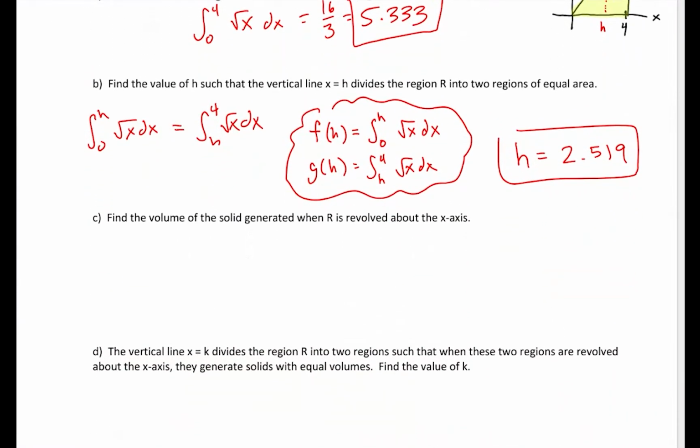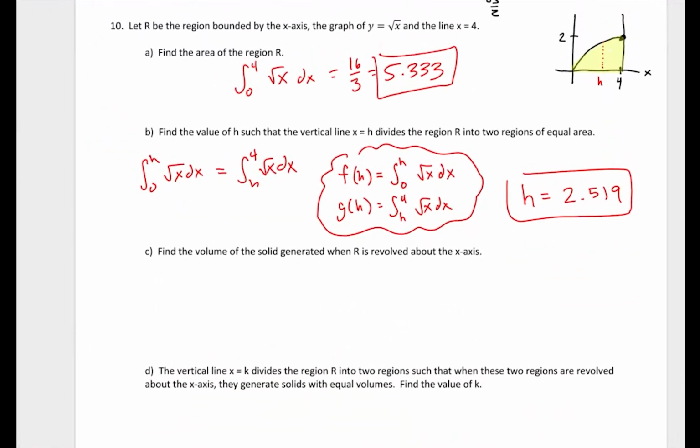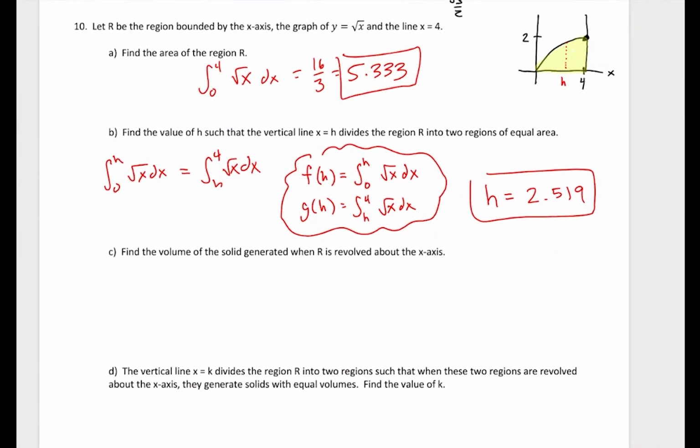Okay, letter C. Find the volume of the solid generated where R is revolved around the x-axis. If I take this and revolve it around, there's just one function here, right? So I'm not going to have that circle in the middle missing. It's just going to be a bunch of disks, a bunch of circles.